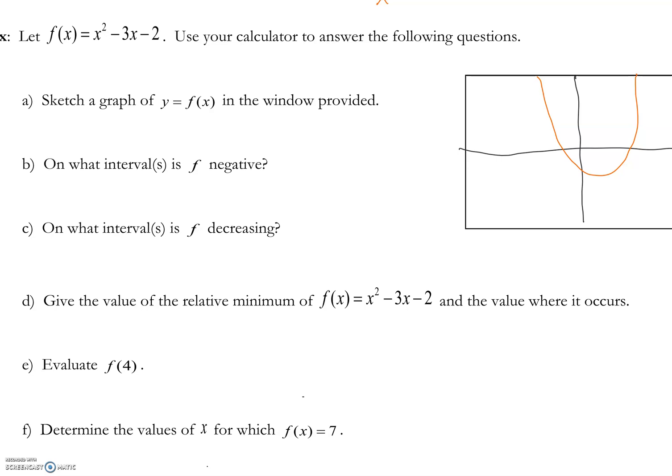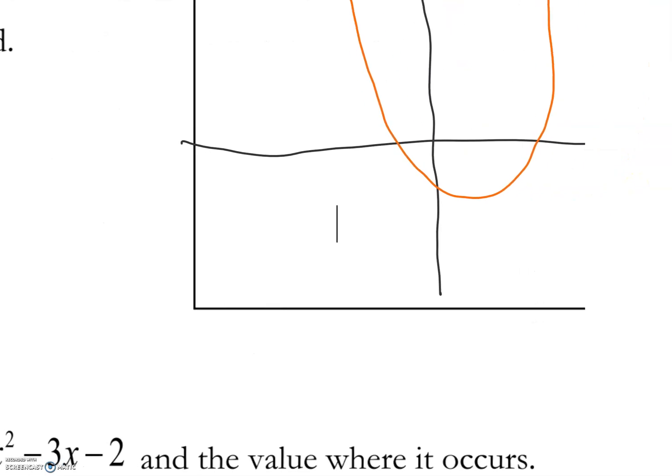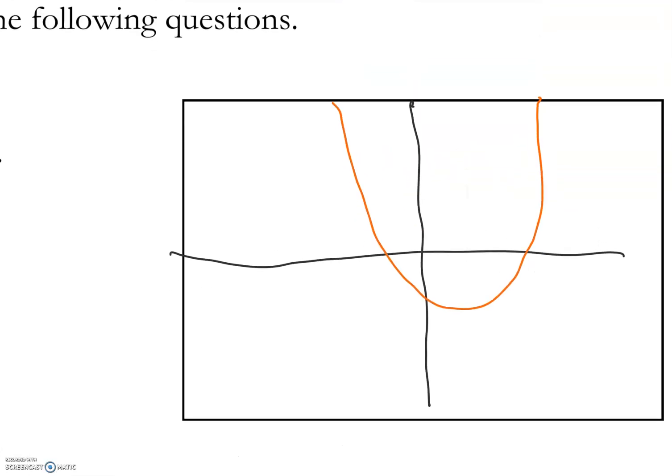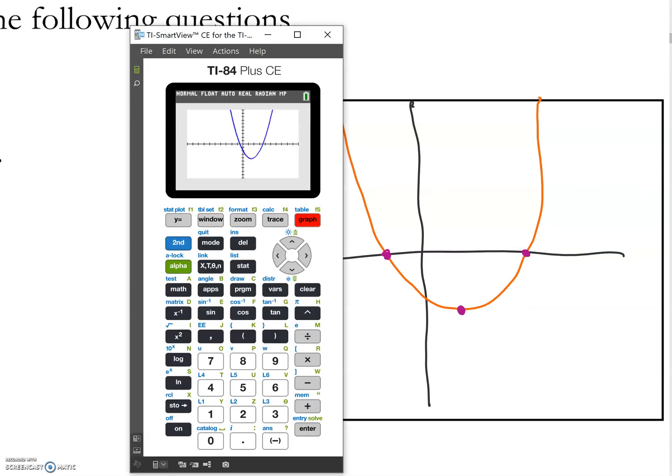I need to answer some questions like, when is f negative, when is f decreasing? And really, when I do that, I need to find some important points on this graph. So I'm going to zoom in here a little bit and maybe try to scroll up. There we go. In order to find all those intervals, I need to find my x-intercepts and my vertex. So we're going to get our graphing calculator back out again, and let's start with our x-intercepts.